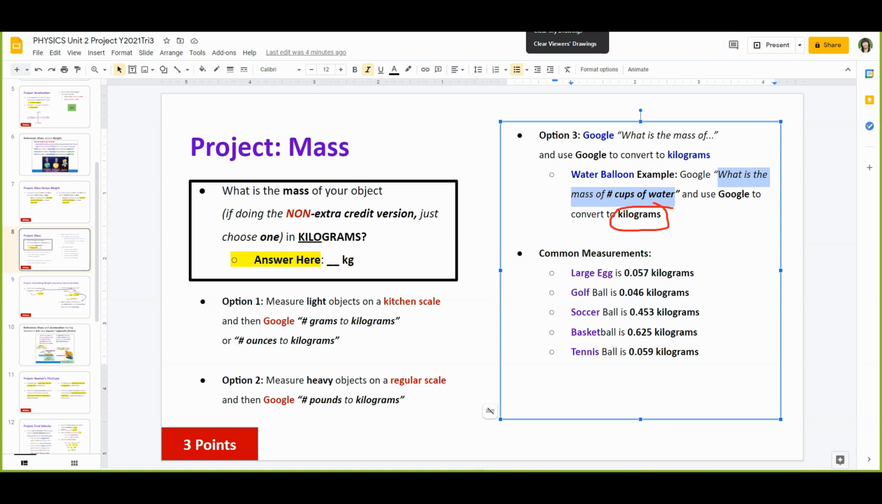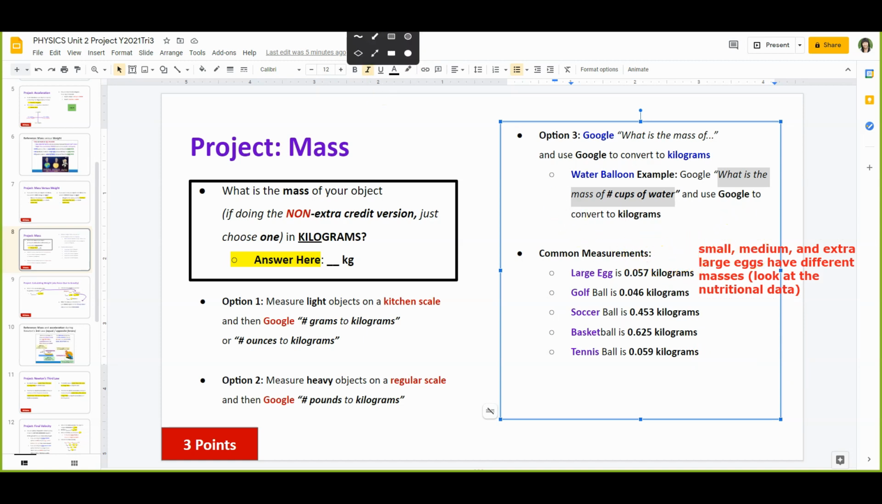And finally, the final option here is I do have several common measurements. So if you're using a large egg, just know that small, medium, and extra large eggs have different masses, but you can also look at the nutritional data on the back of the carton, and it'll tell you how much an egg weighs in grams, and then again, just Google grams to kilograms. Easy peasy.